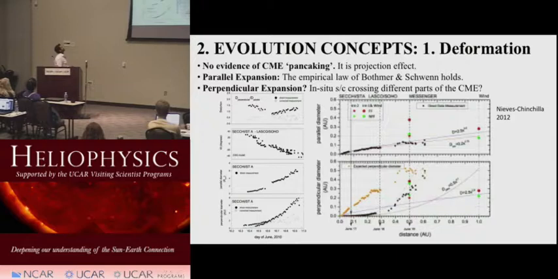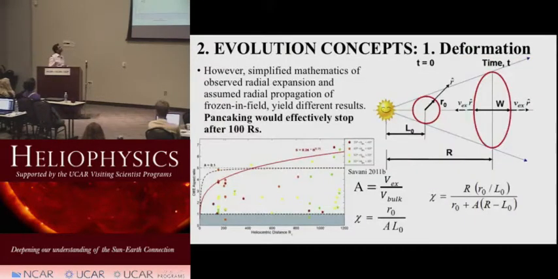And what these guys were showing was the parallel expansion does continue following our standard power law, which is done by Bothmer and Schwenn, in terms of its propagation. So parallel meaning parallel to the radial. But perpendicular meaning, go back. So what they're saying, parallel, they mean along this line, and perpendicular, they mean out of the ecliptic.